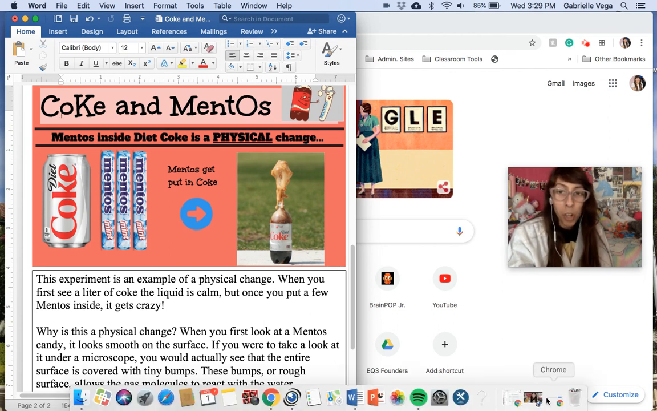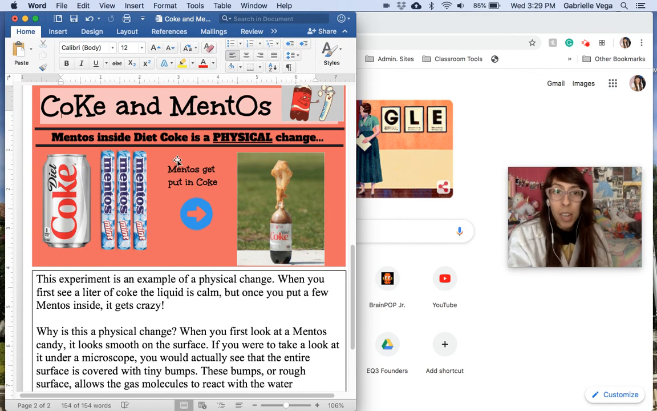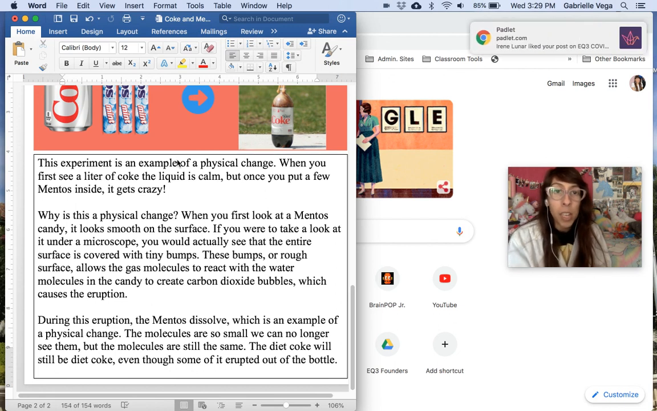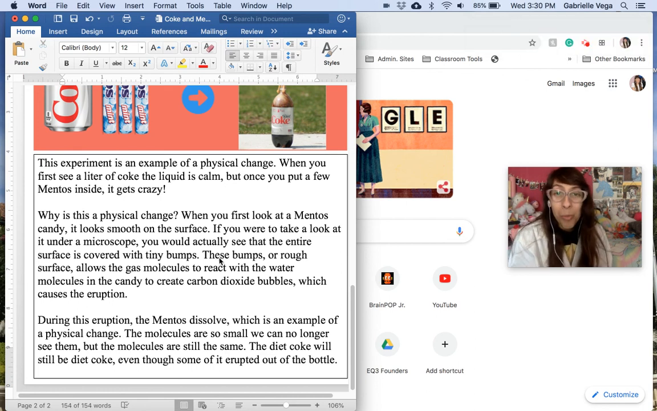So make sure on your worksheet that you are writing down that a physical change happened because, and make sure you're using some of this vocabulary, such as the water molecules are reacting to the gas molecules to create carbon dioxide, and that's what makes the eruption. So make sure you're challenging yourself to use new vocabulary words in your explanation about what happened in our experiment. Again, feel free to rewind the video so you can rewatch it, or if you need to take a look at the article to help you use evidence to support your answers, please make sure you're rewinding and pausing the video.